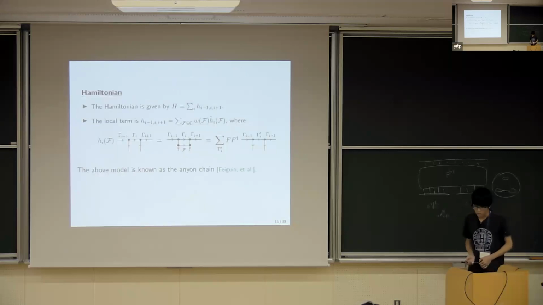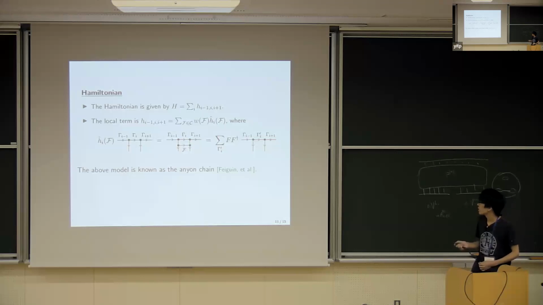So this is the state space. And the Hamiltonian acting on this state space is typically given by the sum of next nearest neighbor interactions. And here each interaction around the site i is given by the sum of this form. And here h_i of f is some operator that is defined by this diagrammatic equation. What this operator does is to insert a topological line f between two adjacent vertical lines. And we can evaluate this diagram by using F-symbols very explicitly like this.